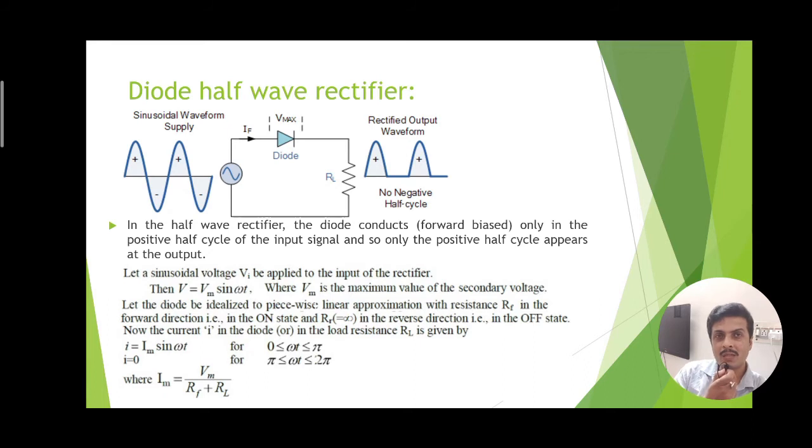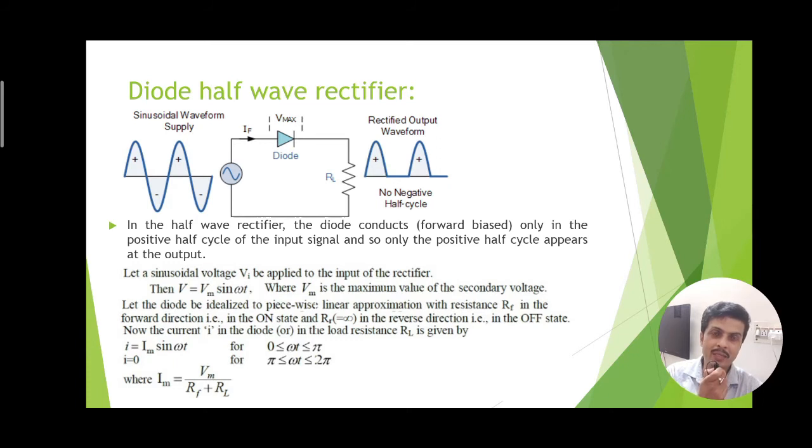Now let us first discuss the diode half wave rectifier. Now what is a diode half wave rectifier? It is a simple diode followed by the load resistance. So whenever an AC signal is applied to such a circuit, the diode is forward biased only for the positive half of the incoming AC waveform.